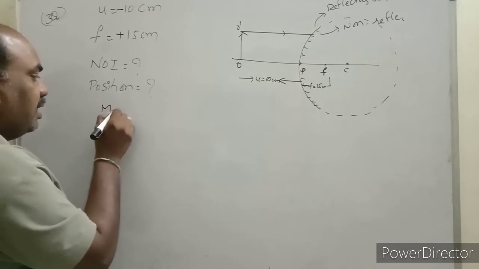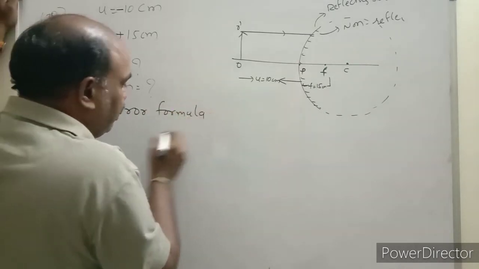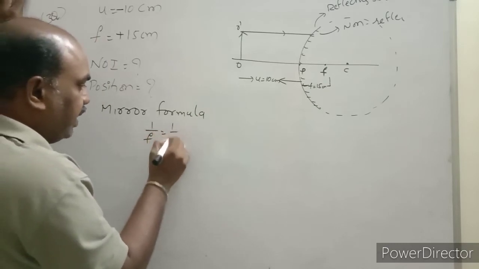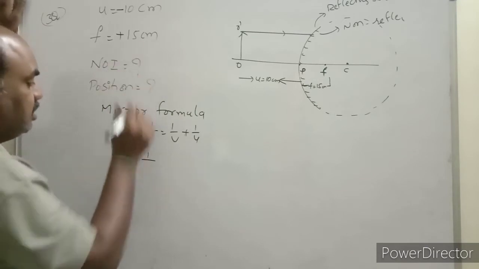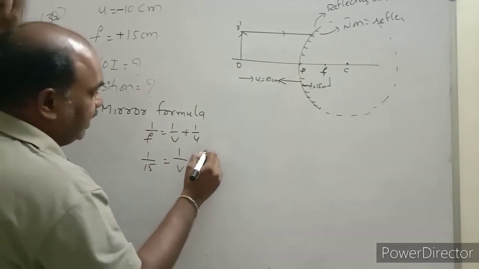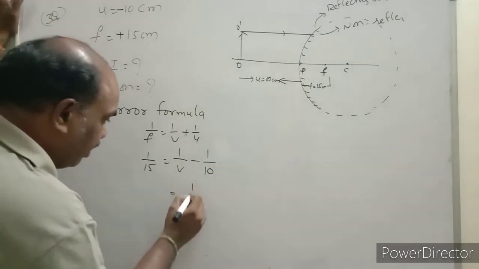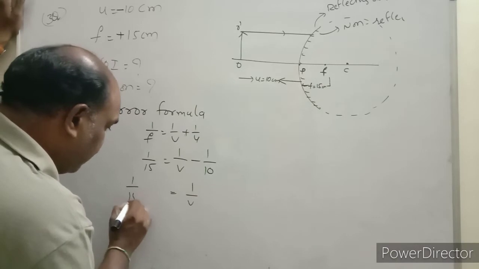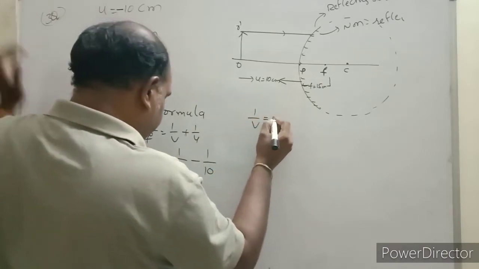This is also a mirror, so apply the mirror formula. What is the mirror formula? 1 by F is equal to 1 by V plus 1 by U. 1 by F is 1 by 15, equals 1 by V plus 1 by minus 10. Keep 1 by V there only. 1 by 15 minus 1 by minus 10 comes to this side, plus 1 by 10. 1 by V is equal to 1 by 15 plus 1 by 10.